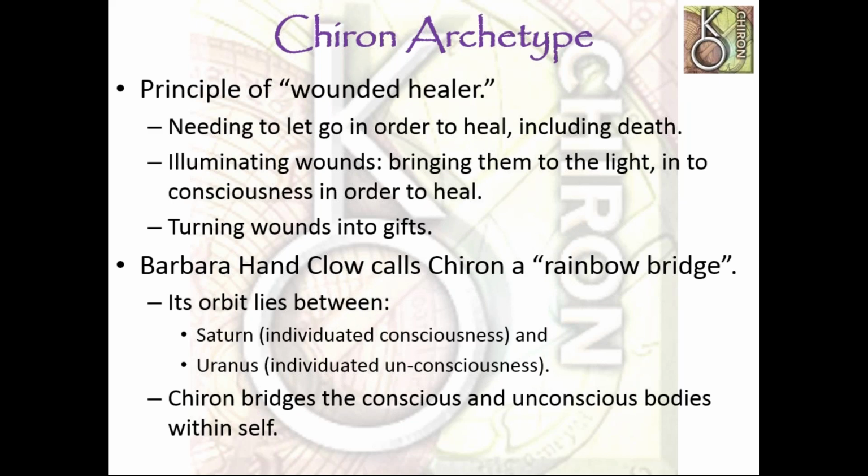So its most basic principle is known as being the wounded healer. So we look at Chiron in a natal chart as to where we have wounds from this life and wounds from past lives. And one of the ways in which those wounds are healed is our ability to let go of the wound.